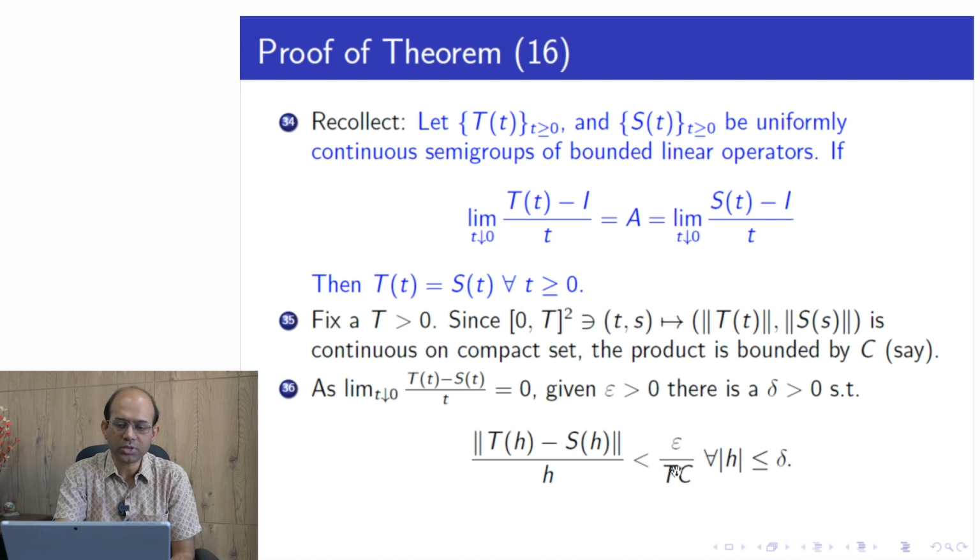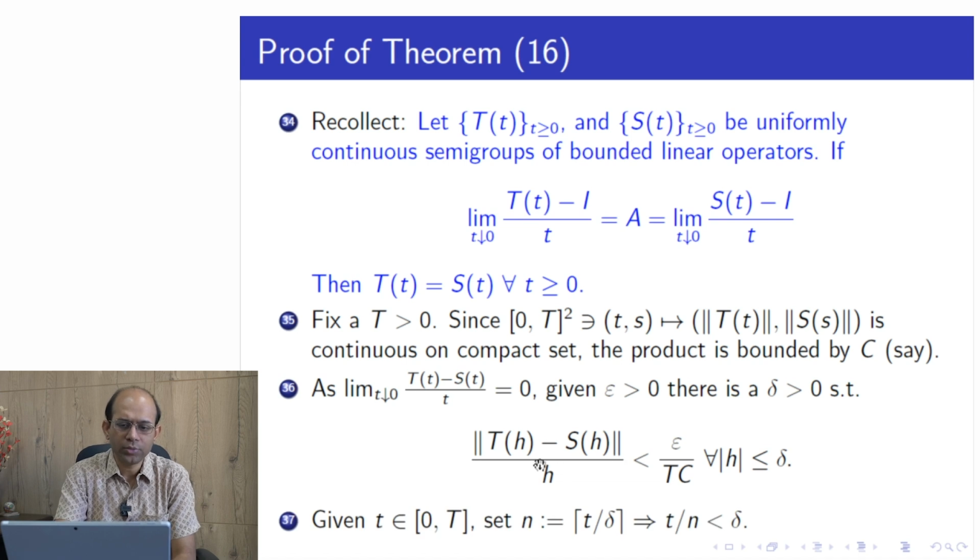So capital T and capital C are known to us. Given any epsilon, epsilon by TC is also a positive real number. For that, we can find one delta positive such that the norm of (T(h) minus S(h)) divided by h is less than epsilon by TC, for all mod h less than or equal to delta. This relation we are going to use towards the end of the proof.